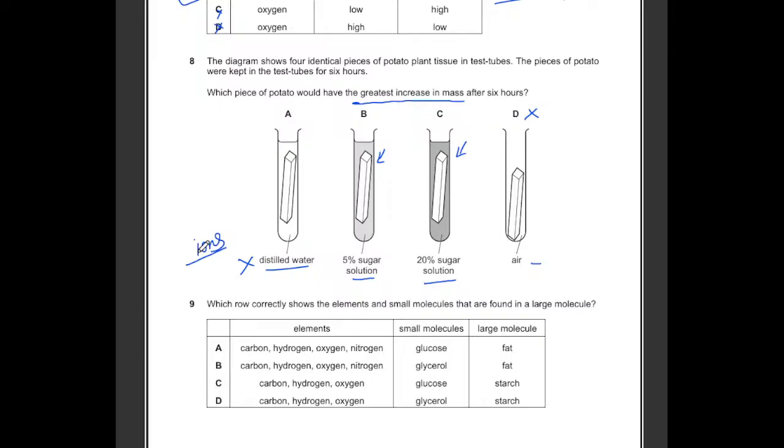So nothing is present inside it, due to which water enters the plant cell and the mass of this potato piece will increase. So the greatest increase we will see in the distilled water sample. Okay, so the answer is A.